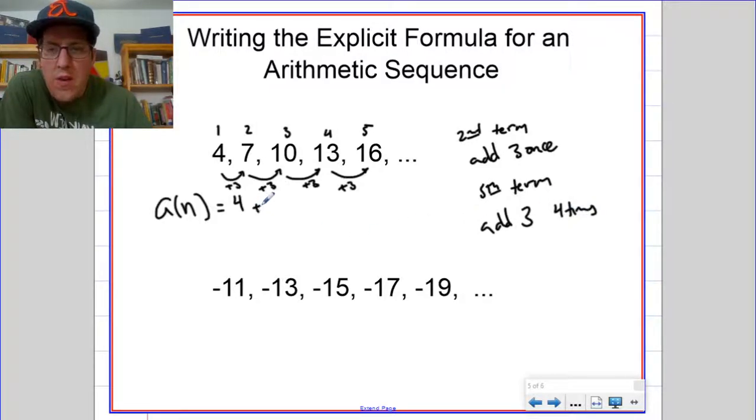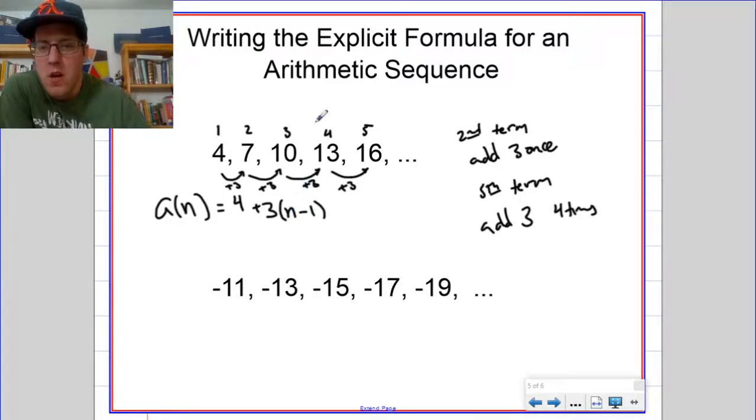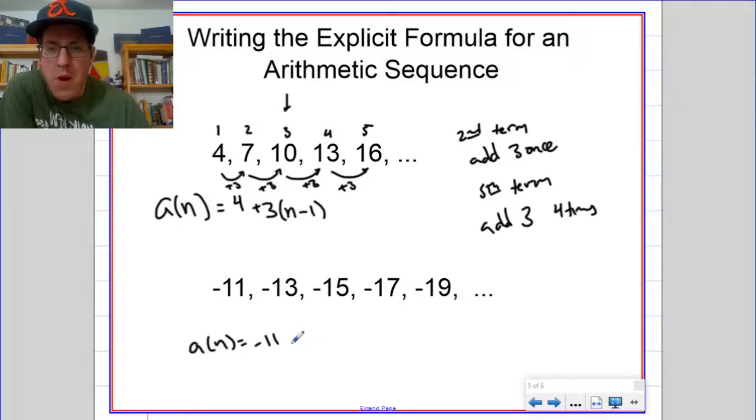So when I add 3, I'm not going to add 3 n times. I'm going to add 3 n minus 1 times. 1 time less than the number I'm looking for. Because if I'm looking for this term, I haven't added 3 3 times. I've added 3 twice. Okay, so this next one would be a sub n equals negative 11 minus 2 times n minus 1. It's always going to end up being that n minus 1 thing.